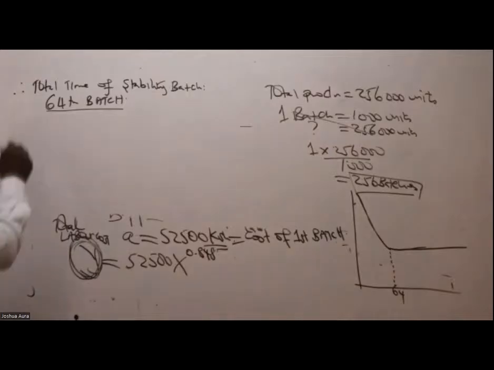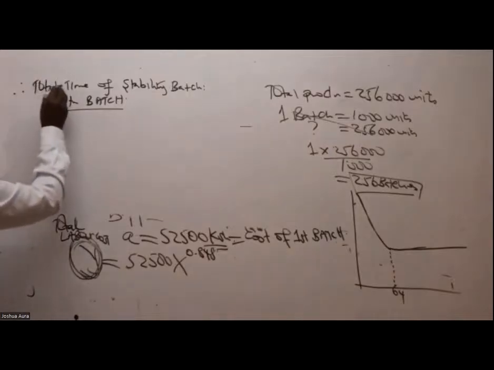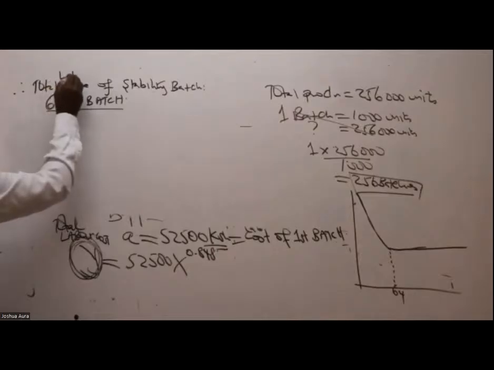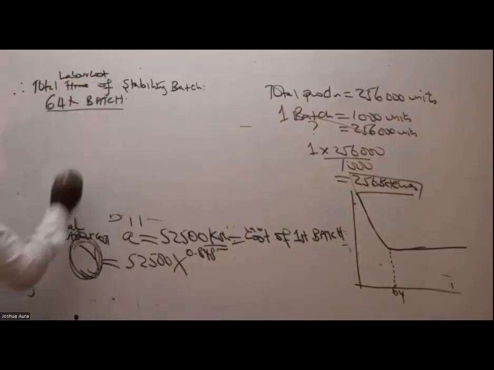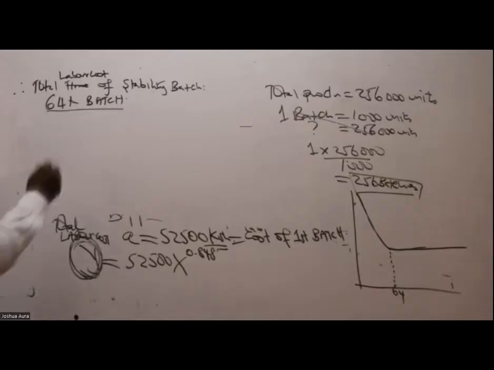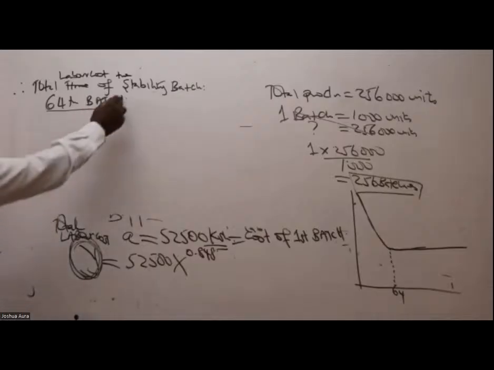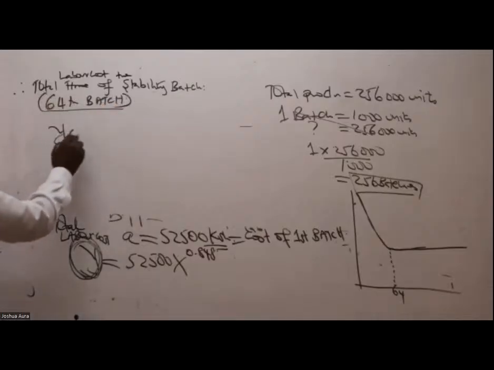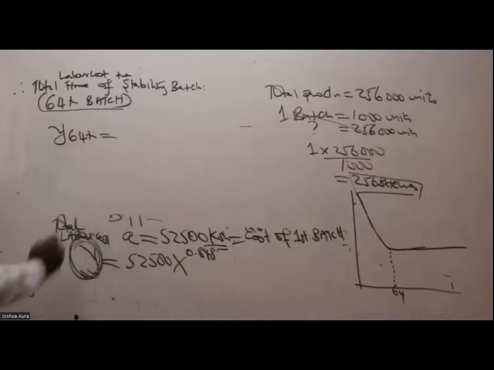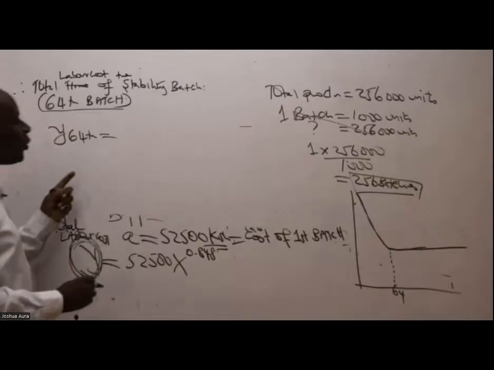So I should have used the word total cost, total labor cost of the stability batch, the 64th batch. So then they want me to give them why 64th. Why 64th? Of course, I need to expand this. This needs expansion. So how do I get to expand this?